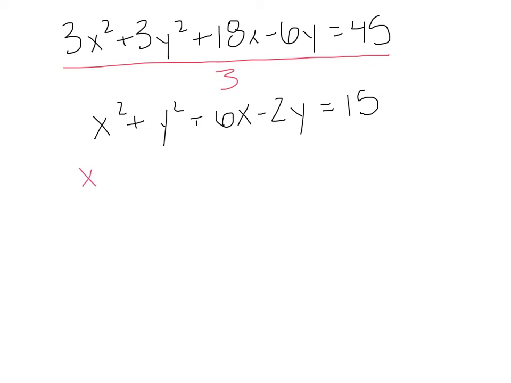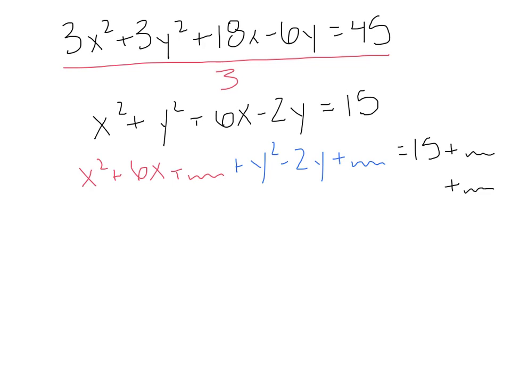So we have x squared plus 6x plus something. And our y terms would be y squared minus 2y plus something. Then on the right-hand side, we already had that 15, and then we know we're going to add two somethings. We're going to add a something for the x and a something for the y. So when we complete the square, we'll do b divided by 2. So we get x plus 3 inside the parentheses.